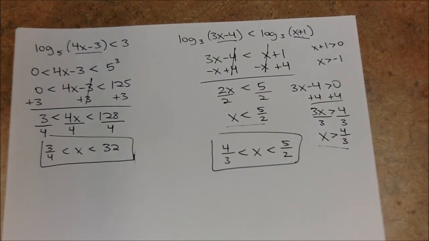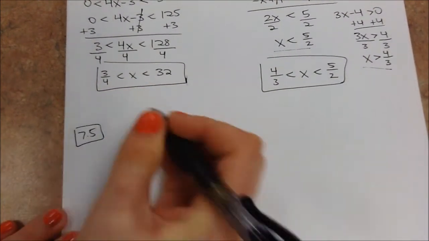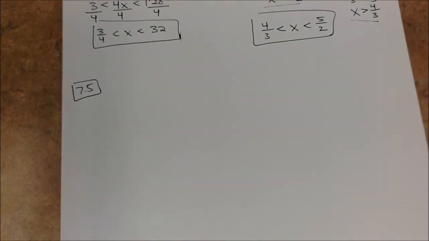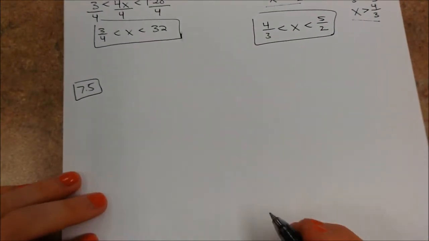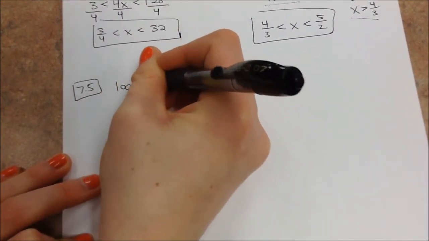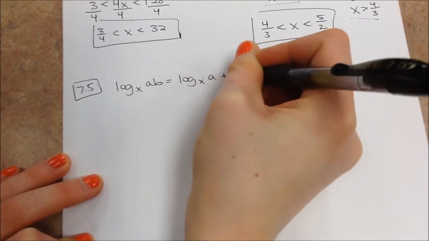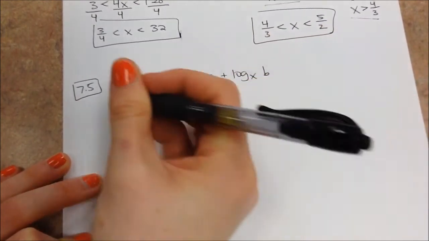Okay, so that's 7-4. All right, so now we move on to 7-5. We've got some log properties that we can work with. So for 7-5, I'm actually just going to write the log properties down, and just have you basically memorize those.